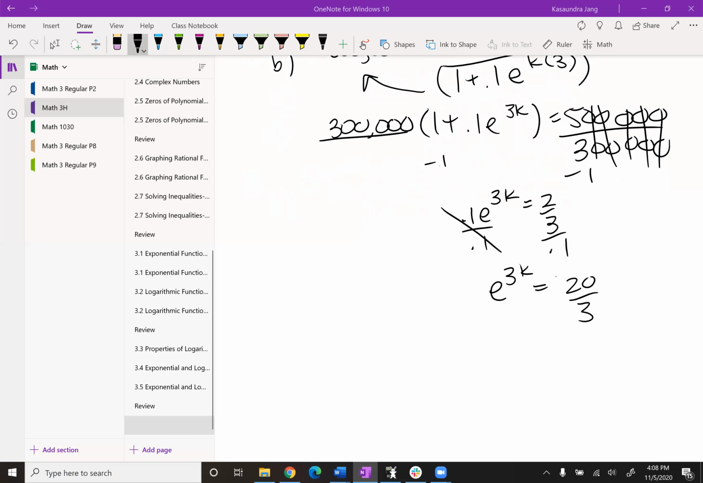Yeah, I got my 3 because it says your time 0 was in 2010. So if we went up to 2013, yeah, it was 3 years later. So that's why my t was a 3.